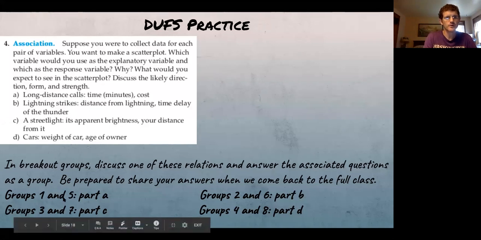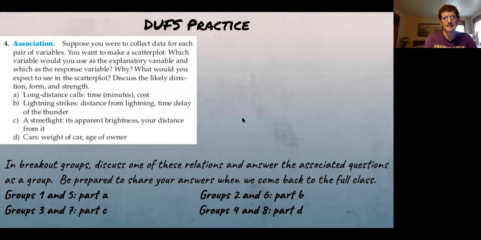If you're in group 1 or 5, you're going to look at part A. If you're in group 2 or 6, you're going to look at part B. I don't think we're going to have 7 groups here, but whatever we get up to, if you're in 3 or 7, it's part C, and 4 or 8, you'll be in part D. All right, so any questions on this task?